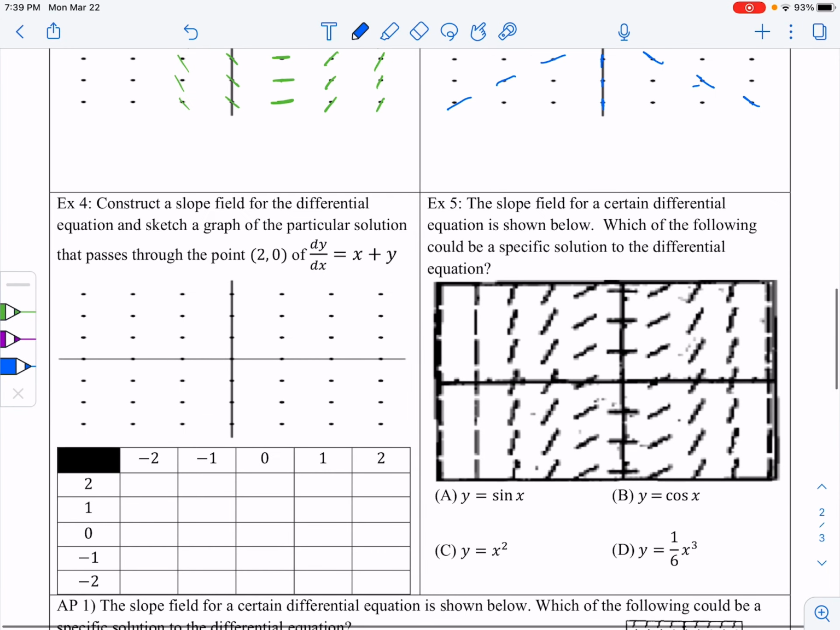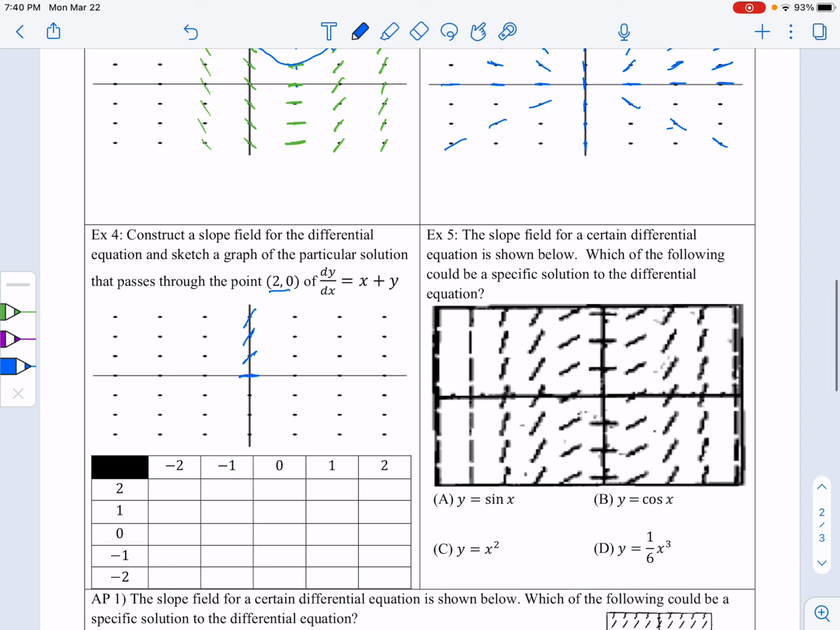Okay. Construct a slope field for the differential equation and sketch the graph for the particular solution that goes through that point. All right. So if x is 0, it's whatever the y value is. So y is 1. Here it's 2. Here it's 3. If we do this one, this is 1, 2, 3, negative 1, negative 2, negative 3. This is the same thing, negative 1, negative 2, negative 3.